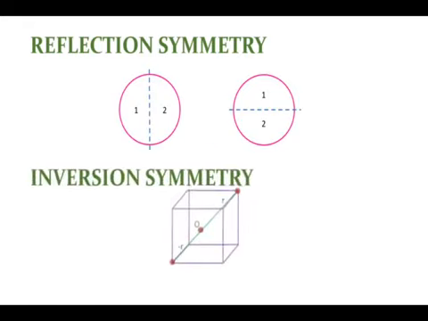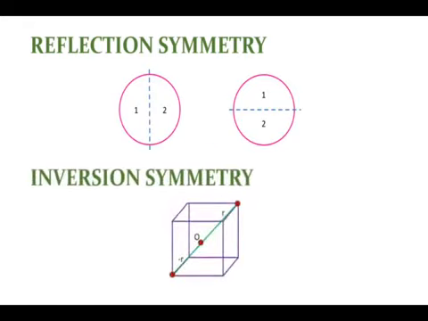Inversion symmetry. A crystal is said to possess inversion symmetry if for every lattice point at a position R, there exists a lattice point at a position minus R. It is applicable to 3D lattices only and it is a point operation.